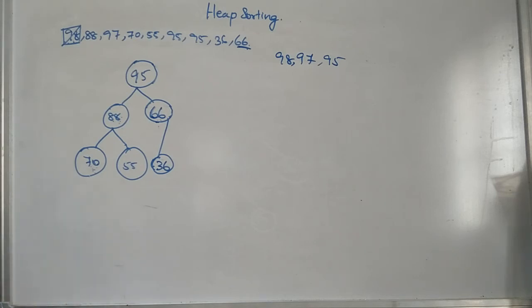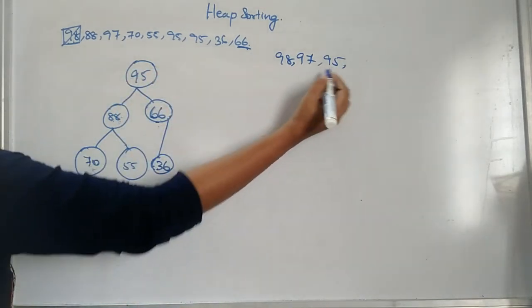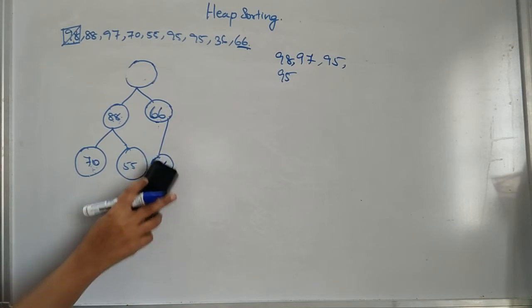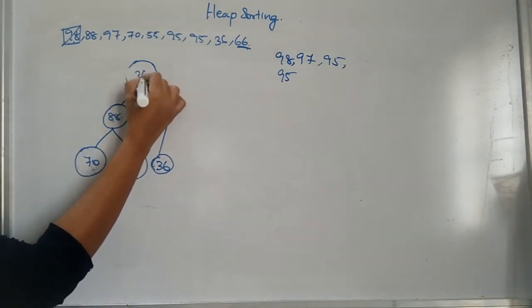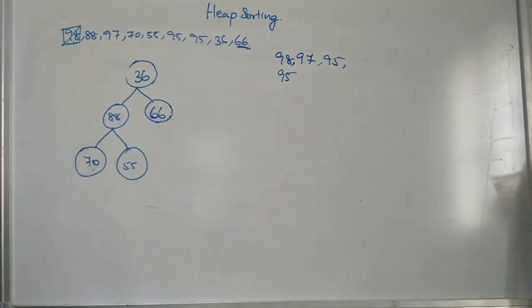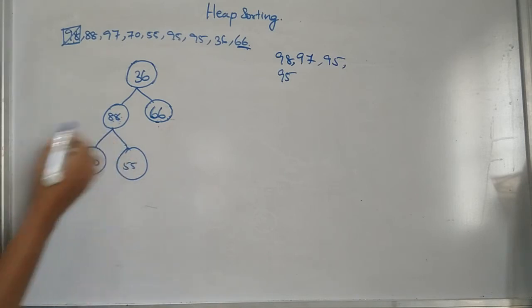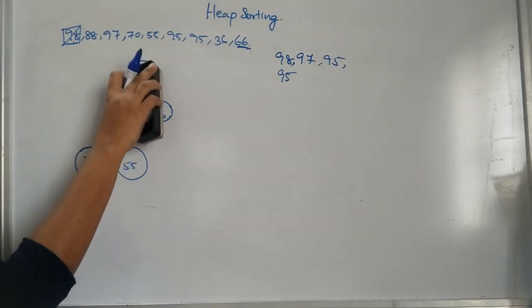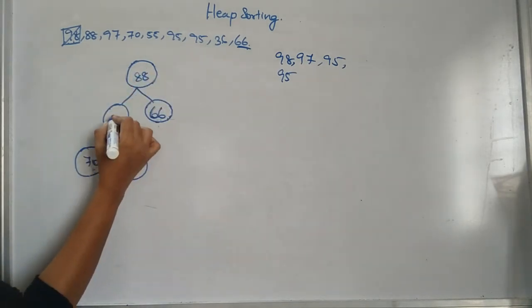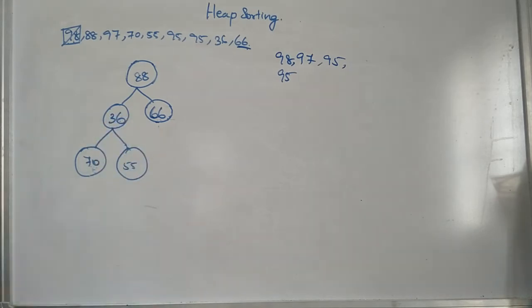Next, again I am going to remove the node 95. If I remove 95, it must be replaced by the last value. Here the last value is 36, so it will be removed. Again check for the condition. 36 is not greater than its children. Which value is the maximum? 88. So I have to do the swapping operations here in order to bring the max heap. So I have to write like this.